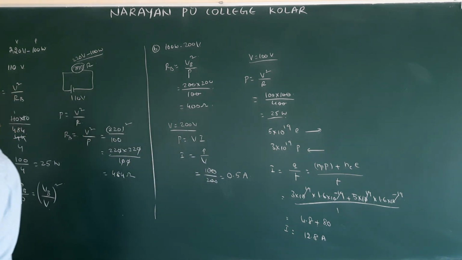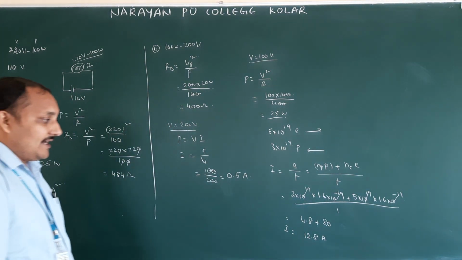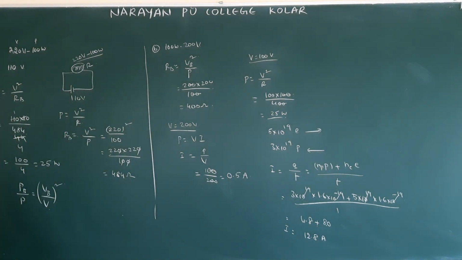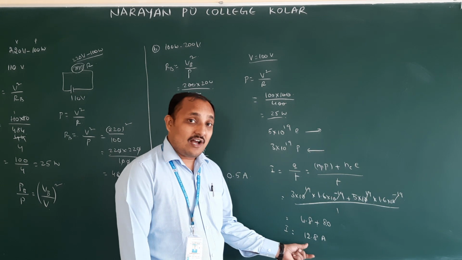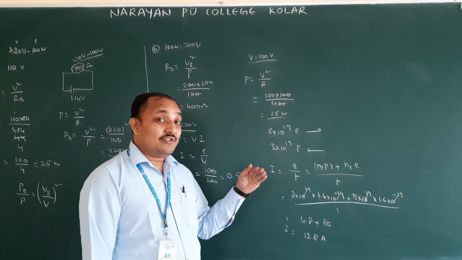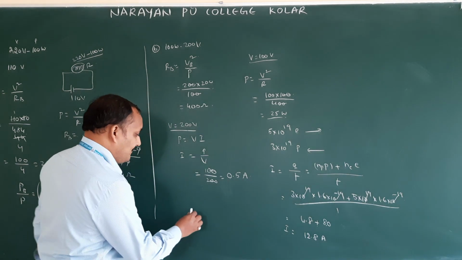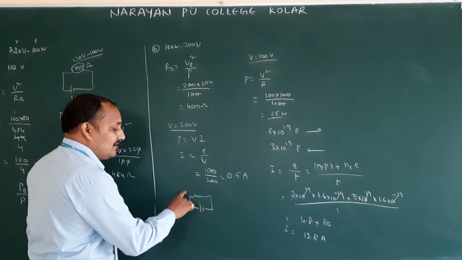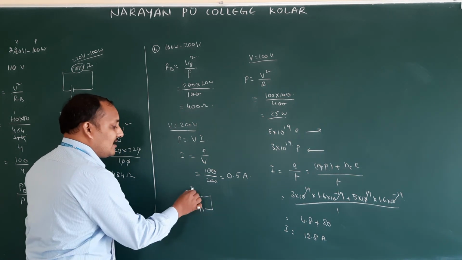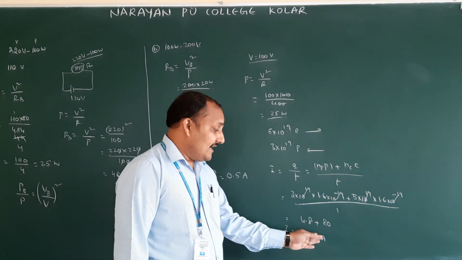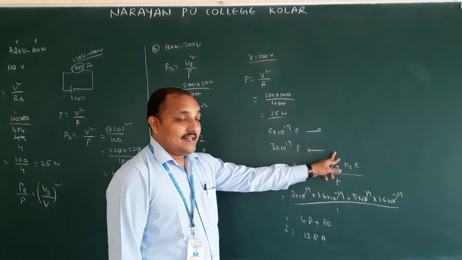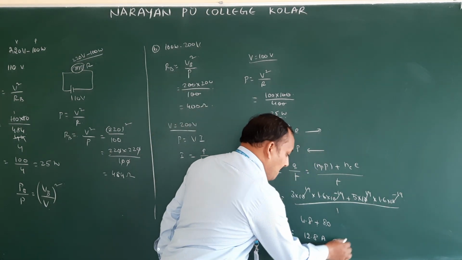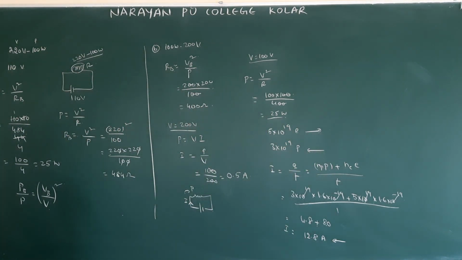12.8 amperes. How many options did they give? Two options, 3 and 4. The second option is right to left, and the fourth option is left to right. We always take the current direction as the direction in which positive charge moves. If we connect a battery like this, current is taken from positive to negative, and protons will be moving in this direction. So current is always in the direction of protons. How are protons moving here? Right to left. Therefore the answer is right to left.